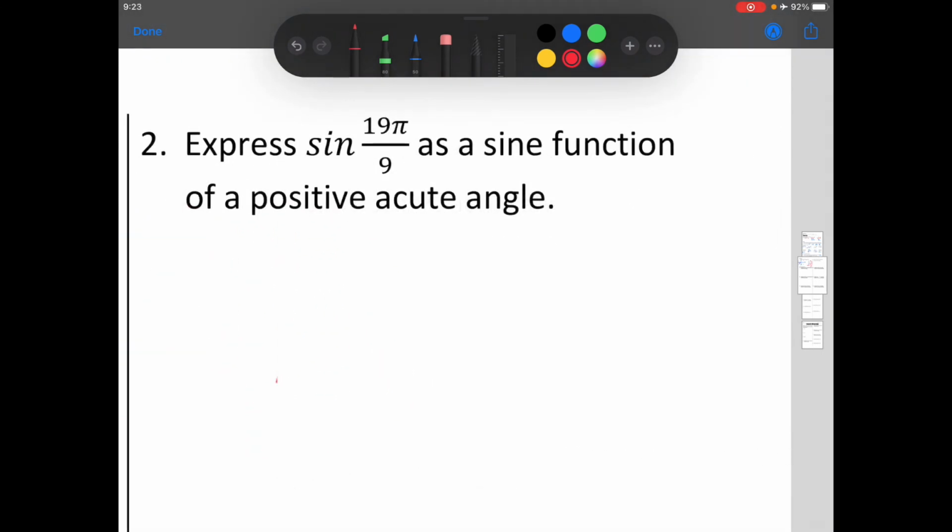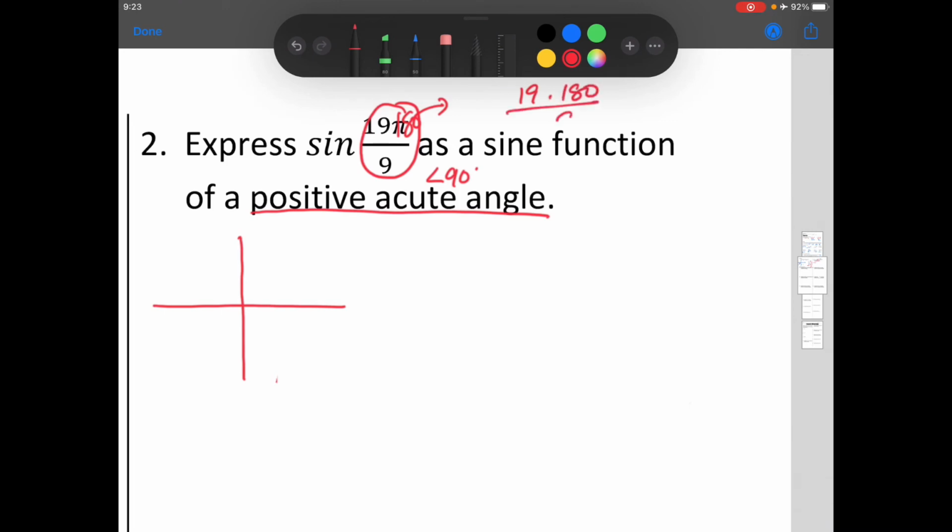Number 2 says express sine of this angle as a sine function of a positive acute angle. So it's not even asking me for the value. It just wants me to write it as a positive acute angle, meaning less than 90 degrees. So they just need me to find the angle. Again, I'm going to sketch my axis, but before I even do that, let's convert it into degrees. Basically I'm going to either multiply by 180 over pi or substitute pi with 180.